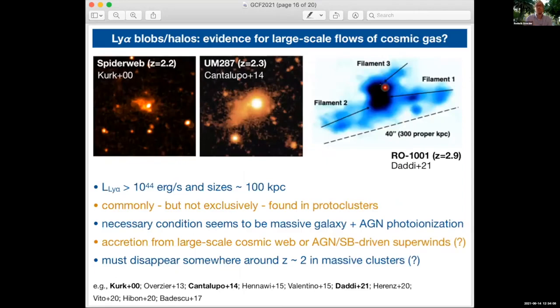Another topic that keeps coming back in this protocluster business is the evidence for Lyman alpha blobs or halos or filaments. This seems to have some connection to dense environments that we don't quite understand yet, I think.